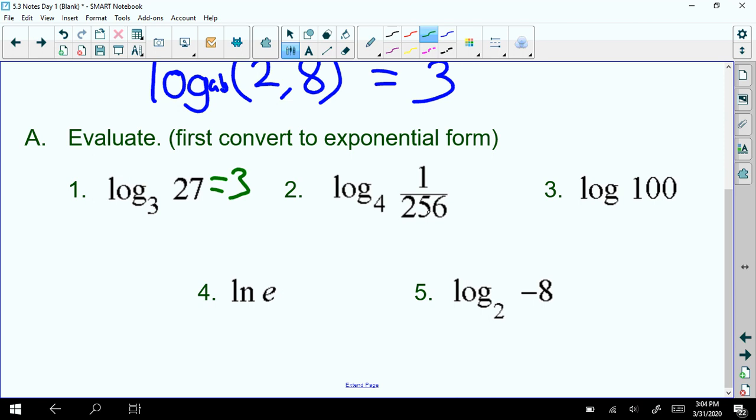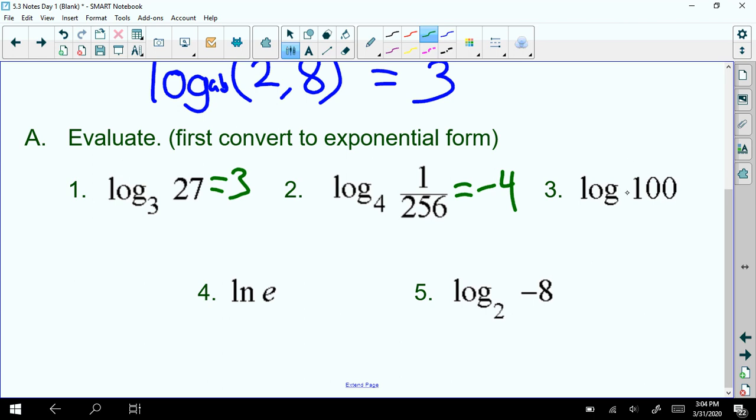What exponent would make a 4 become 1 over 256? That's a little bit trickier. To get the 1 over, it's going to be a negative exponent. That's how you create a fraction using an exponent. And then to get 256, 256 would be 4 to the 4th power. So that's what it would be, negative 4. 4 to the negative 4th would be 1 over 256.